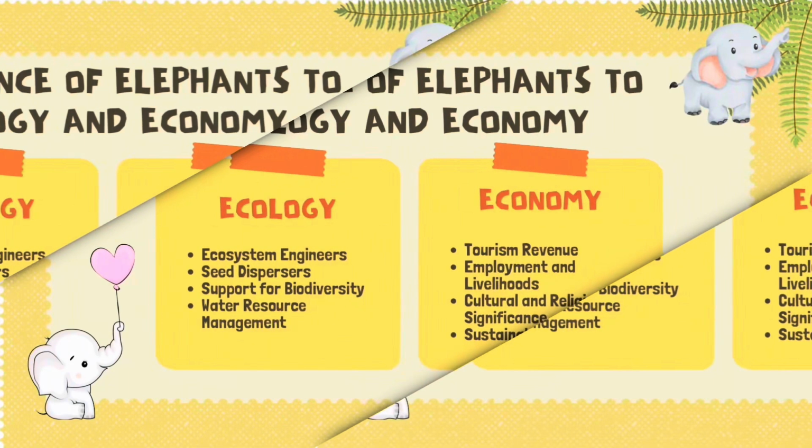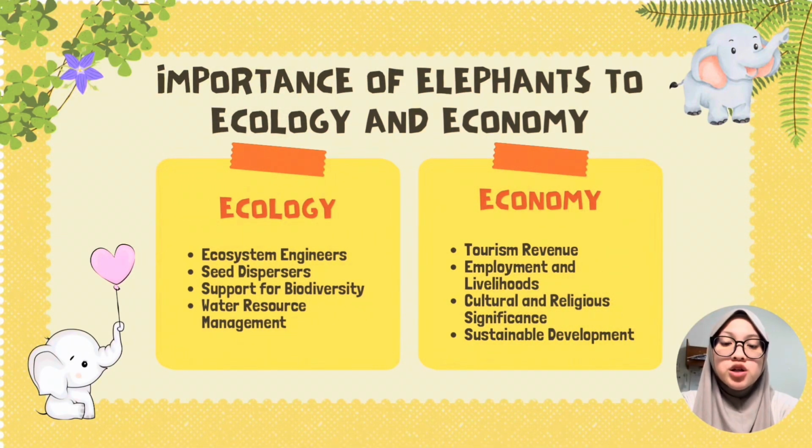So now let's talk about why elephants are so important, not just to the environment but also to our economy. Starting with ecology, elephants are often called ecosystem engineers. That is because they shape their environment in many ways. Other than that, they also act as seed dispersers and they support our biodiversity. And last but not least, in dry areas, elephants dig for water in dry riverbeds. For example, this water resource management creates drinking spots for other animals as well.